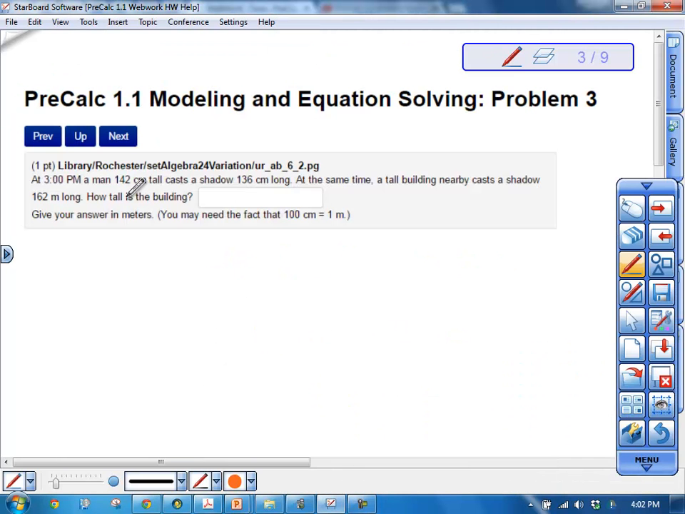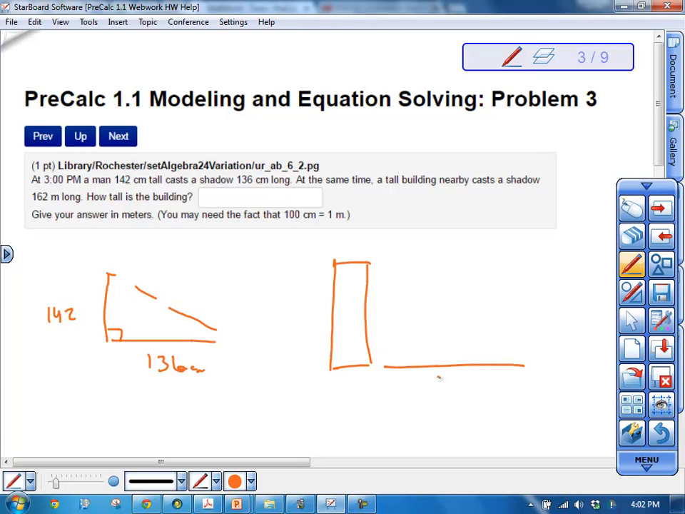Next question is a question you might remember from geometry. Let's do some algebraic modeling to set up this. It says that a 142 centimeter tall person casts a shadow that's 136 centimeters long. So I'm going to set up a triangle there. It's supposed to be a person casting a shadow. At the same time, the building casts a shadow that is 162 meters long. The question is, how tall is the building?